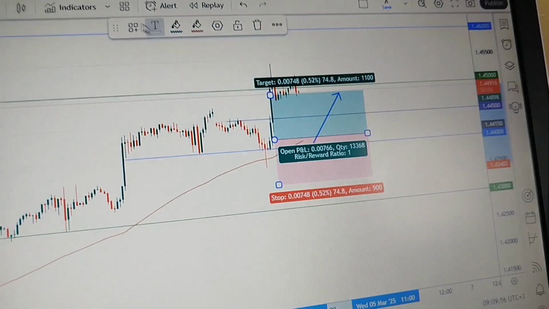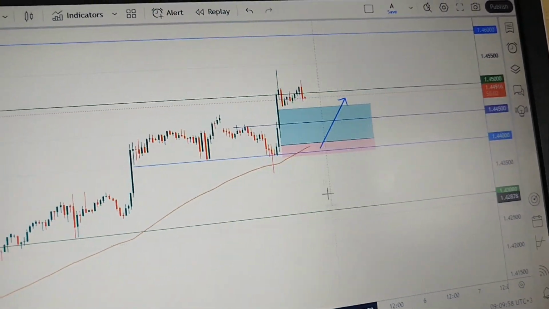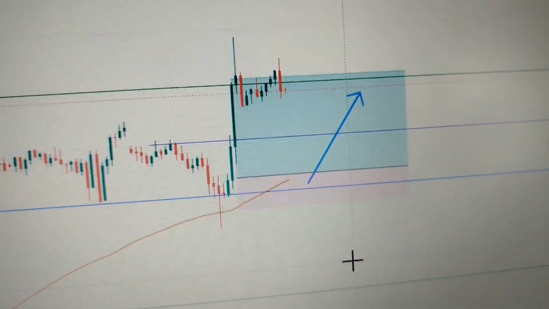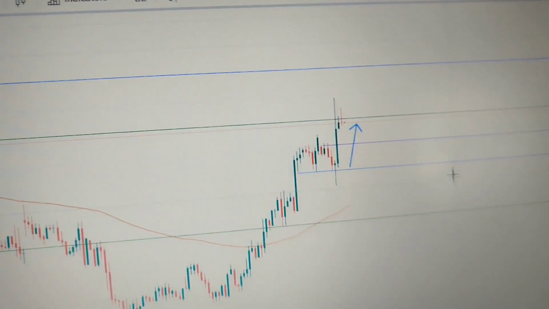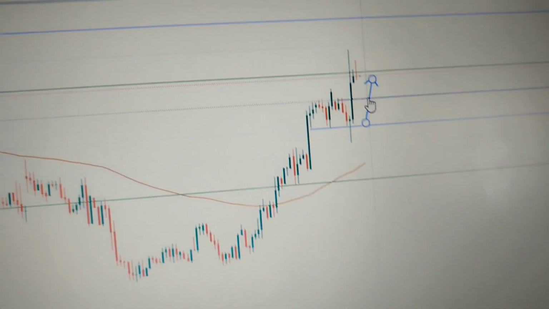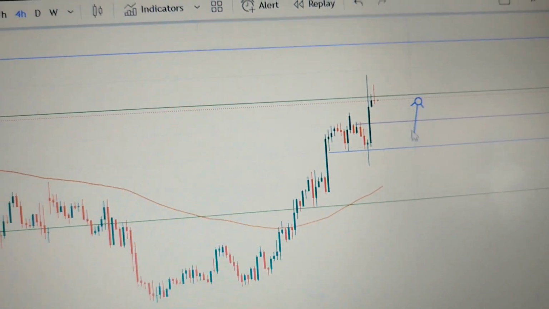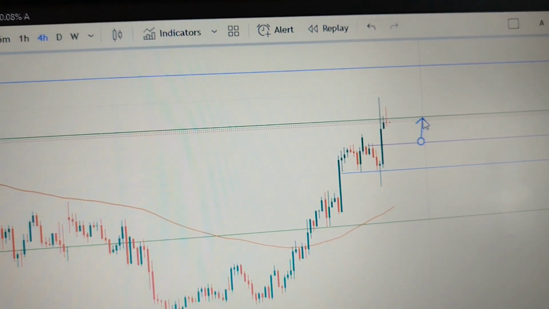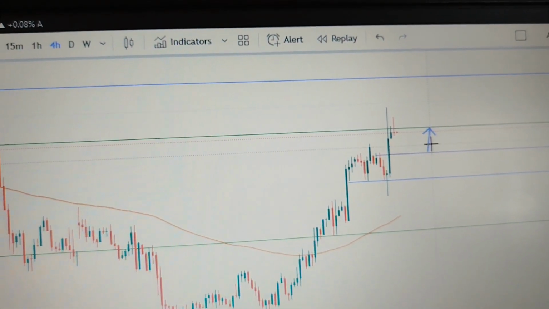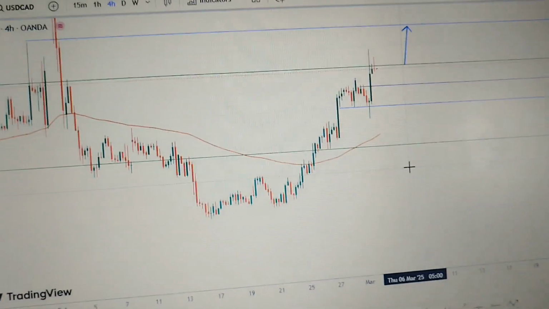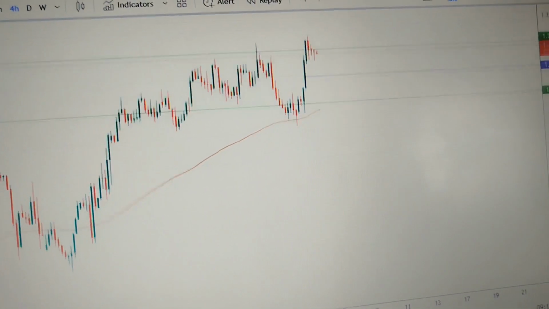So it can be that, or be that. I guess I'll have to wait for something else because I missed that one. Okay, I missed that setup, so I'll have to wait for another one. I'm looking for something potentially like this, or a break above here, something like that.